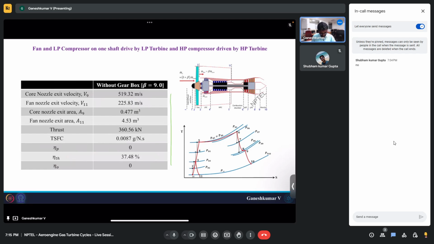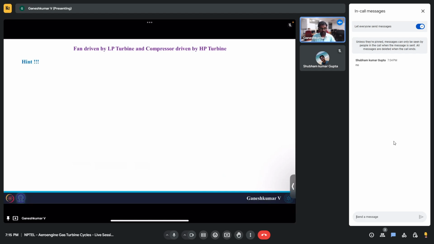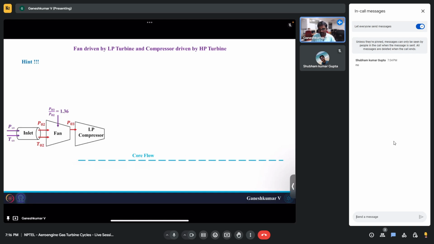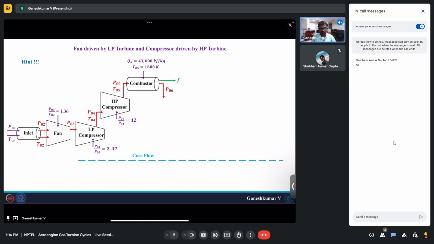So in this case, if you think about what has changed, let me just quickly give you a hint how we are going to solve. We have inlet, and in the inlet we are going to get P02 and T02, and then we have fan, and then you have low pressure compressor, and the low pressure compressor pressure ratio is 2.47, and then you have high pressure compressor and its pressure ratio of 12 is also given, and then you have combustor, T05 is given as 1600 Kelvin. Based on that you can find the fuel air ratio. Sometimes you will be given fuel air ratio and you'll be asked to find the turbine entry temperature.